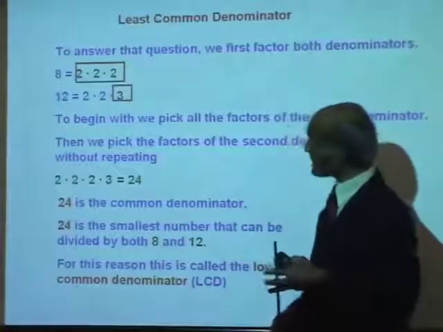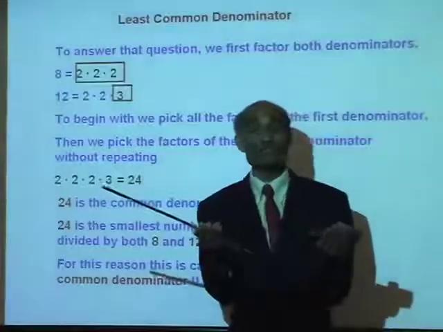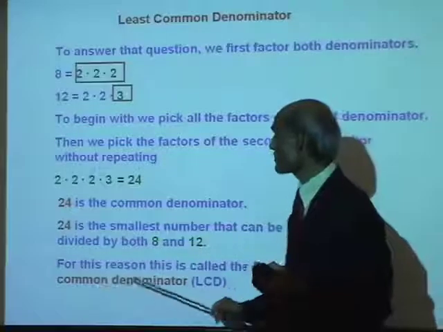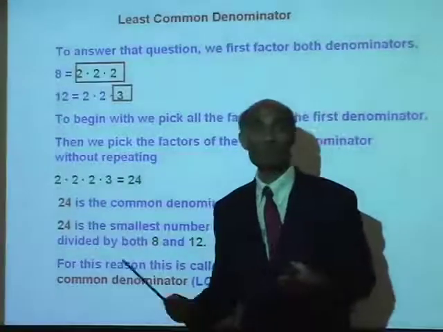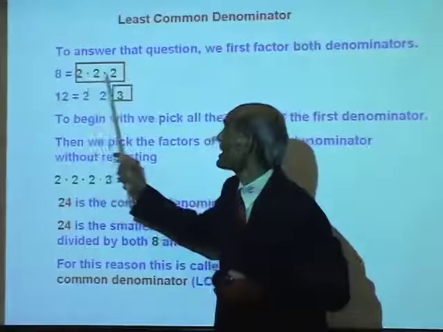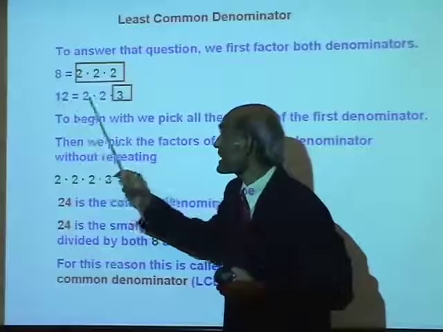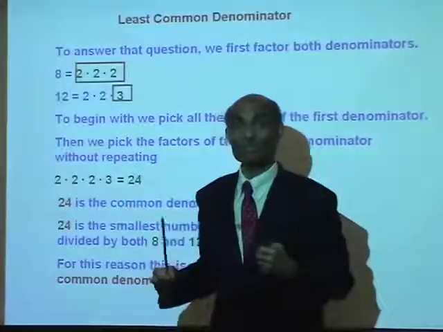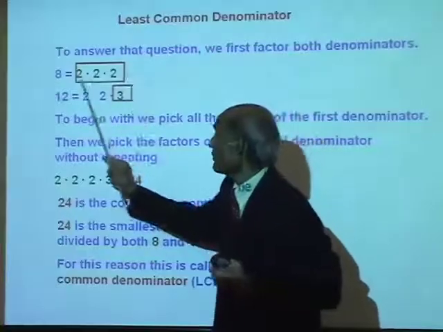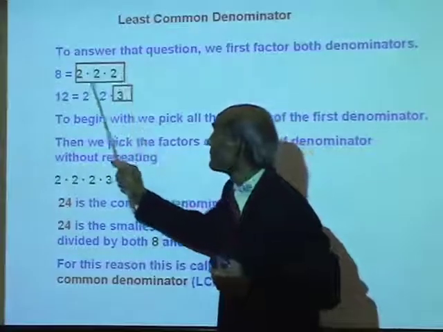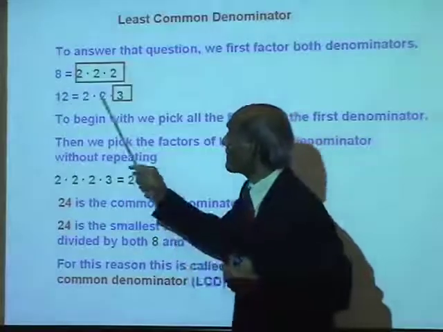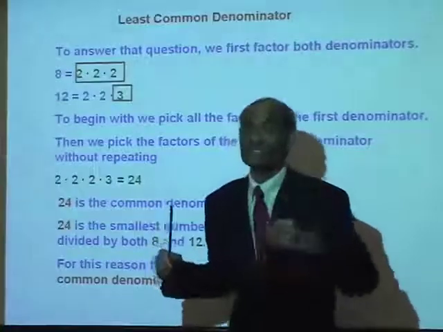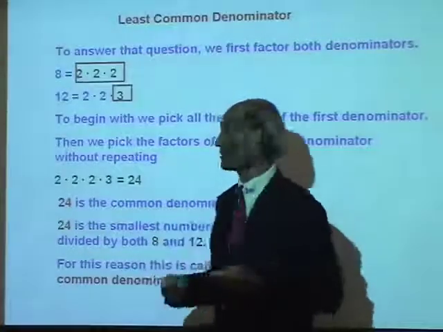So our first task in adding or subtracting fractions is to find the LCD, lowest common denominator. And what's the method? Factor the first denominator, factor the second denominator, and if you have a third one, factor that also. Then pick factors. Pick all the factors of the first number, and then pick factors from the remaining without repeating. Now we will practice this more as we move on.